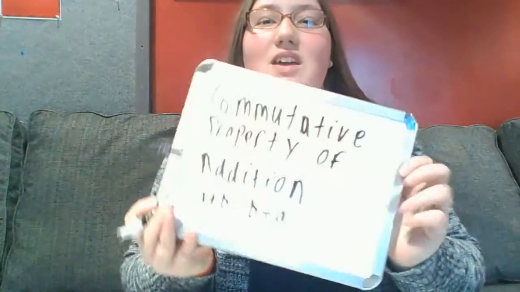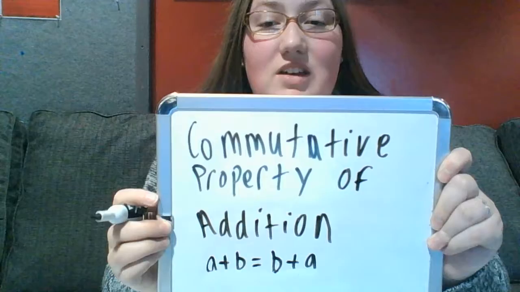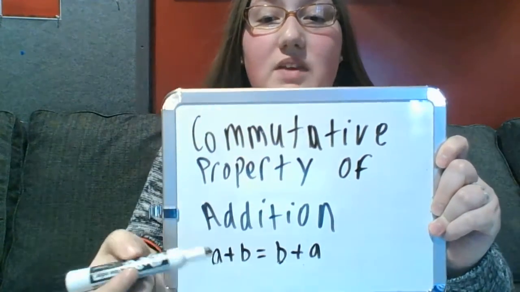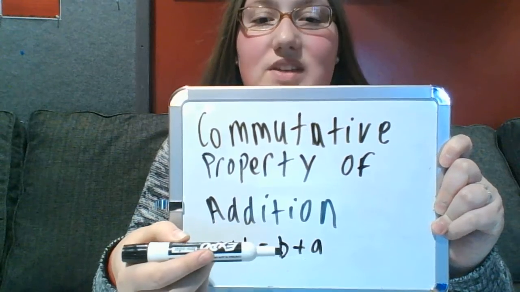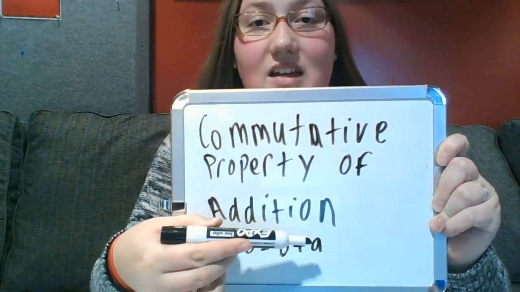So now that you've all gone over those definitions in class, and we all have somewhat of an understanding of what you all think the definition is, we're going to go over the actual definition of the commutative property and see how close all of you got. So the commutative property of addition is A plus B equals B plus A.